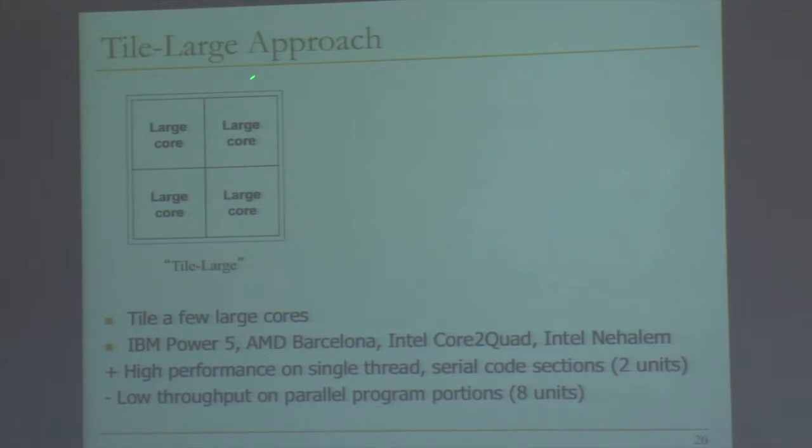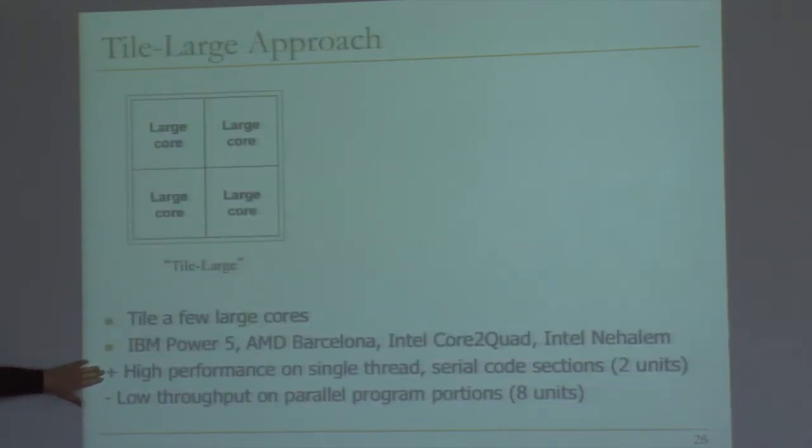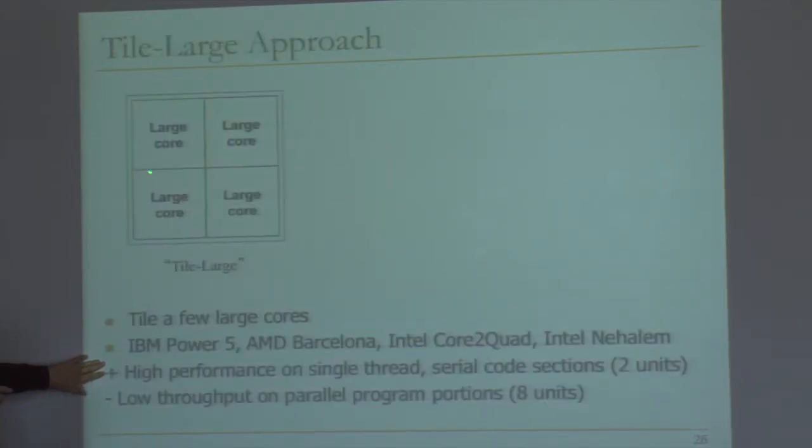The tile large approach that was taken by IBM or AMD or Intel, and it's still taken by a lot of these companies, is to tile a few large cores on the same chip area. This gets high performance on single threads at the serial code sections, because you get 2 units of performance. Remember, a large core gets a performance of 2. And assume an area budget of 16 here. If you have an area budget of 16, you can put 4 large cores in it, because we have assumed a large core occupies an area of 4. You get the performance of 2 in the serial code section, because only one large core will be running that, and all the other large cores will be waiting.